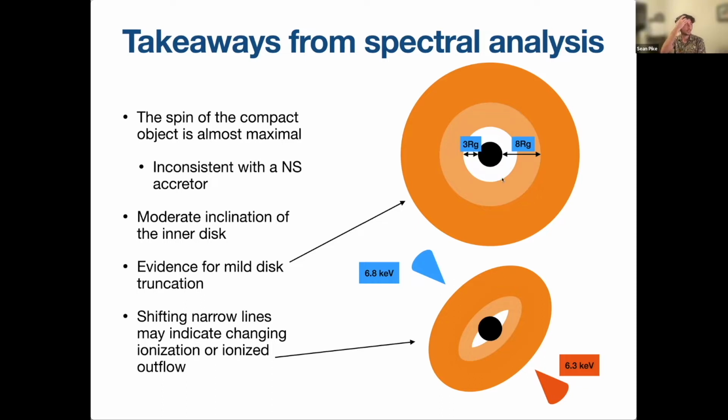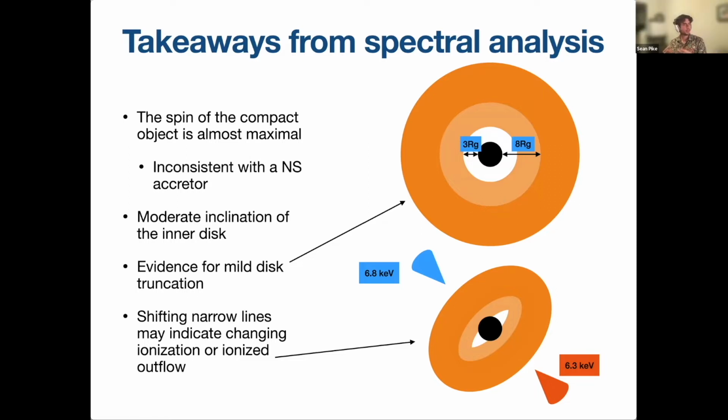We do see evidence for mild disk truncation, with the disk moving from 3 RG in the soft state to 8 RG in the hard state. And interestingly, we see these shifting narrow lines moving from 6.8 keV to 6.3 keV or so. This might indicate changing ionization. That's probably the most likely explanation: we're just seeing changing ionization in the disk.